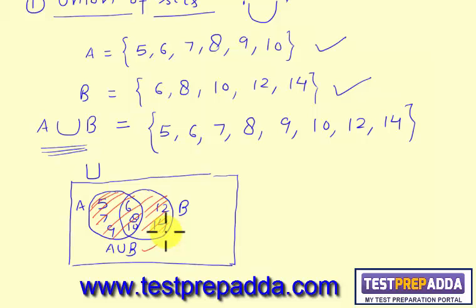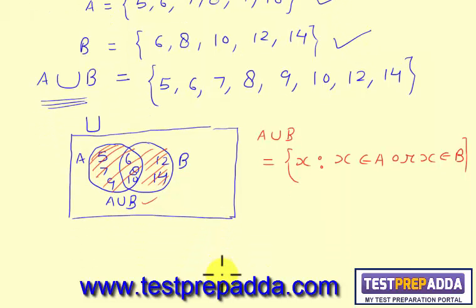And in set builder form, if we try to write this, A union B is equal to all values of X such that X belongs to A or X belongs to B. All values of X such that X is an element of A or X is an element of B. Got it?